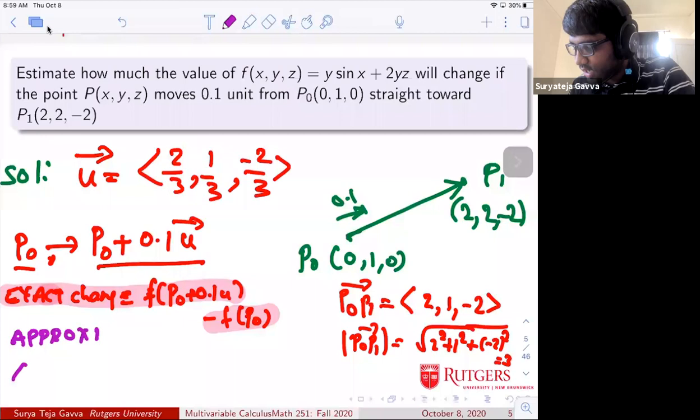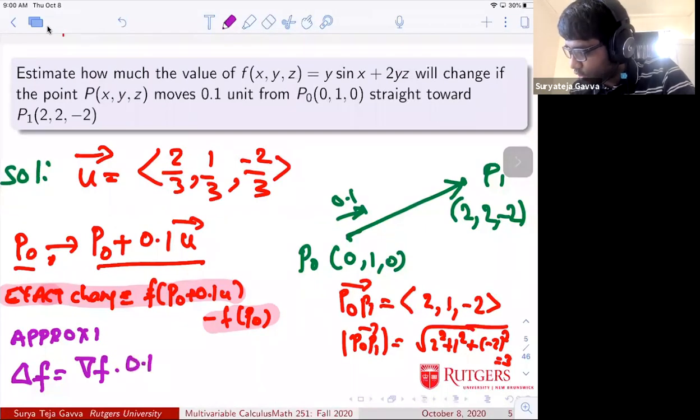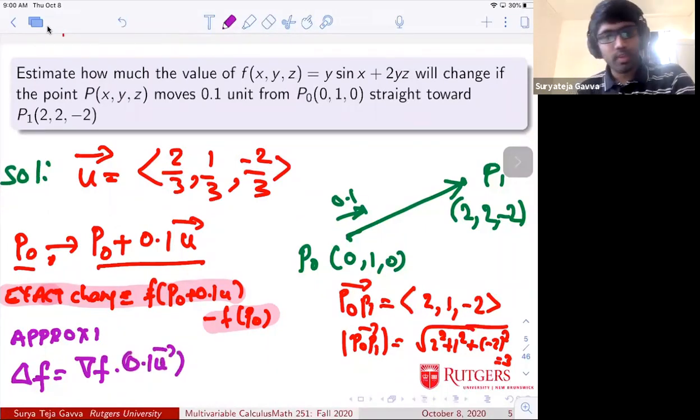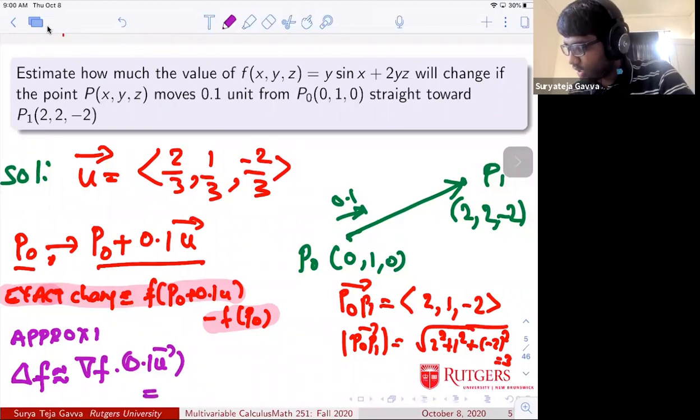So delta f, the change in f, as I said, will be the gradient times the change. The change vector is 0.1 u. So this will be approximately the change. The exact change you can compute using a calculator, but delta f approximately is the gradient times the change, which is 0.1 u. Okay, so let's compute. Can you tell me what the gradient is?